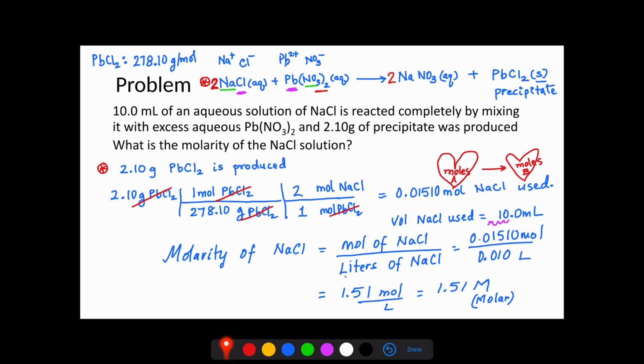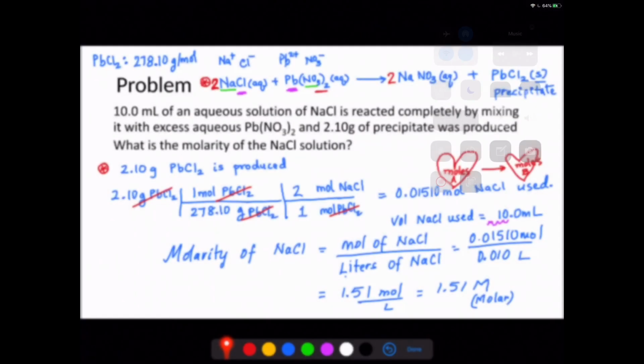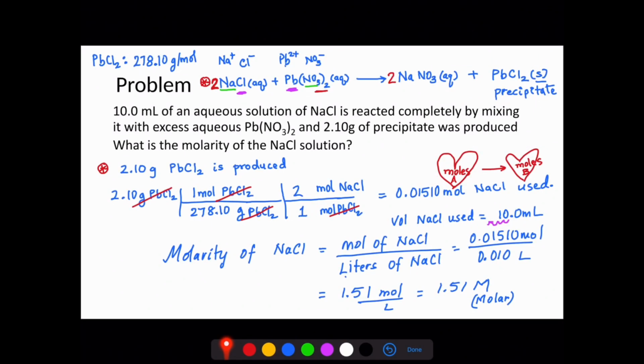Okay, that's it. What we did is just stoichiometry. Using grams, we went to moles, then moles of A to moles of B using the stoichiometric ratio. Once we have the moles, we divided by the volume in liters and got the molarity. That's it. And what we just did is called solution stoichiometry because it's stoichiometry involving solutions.